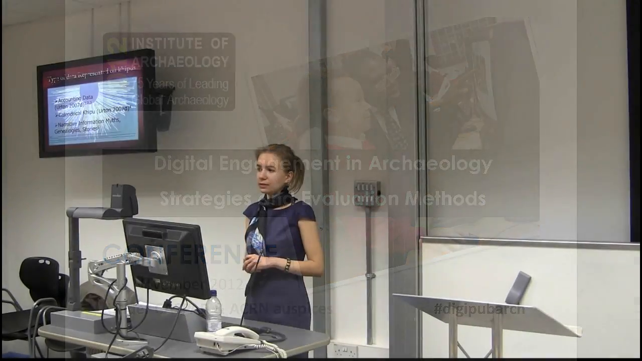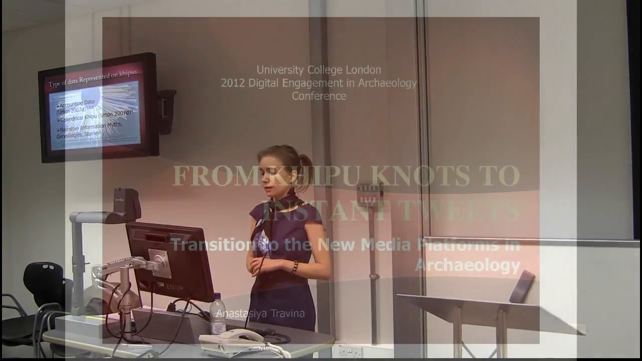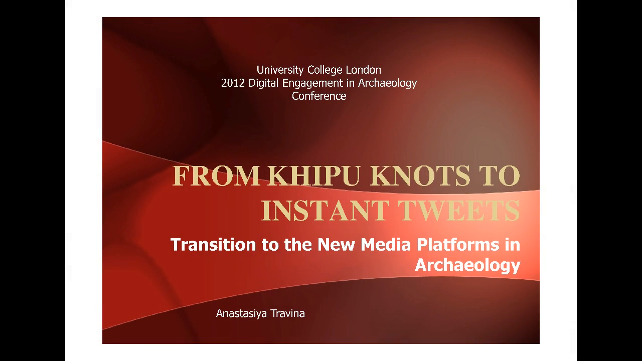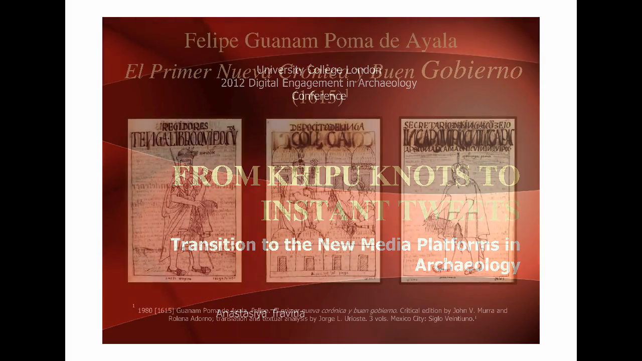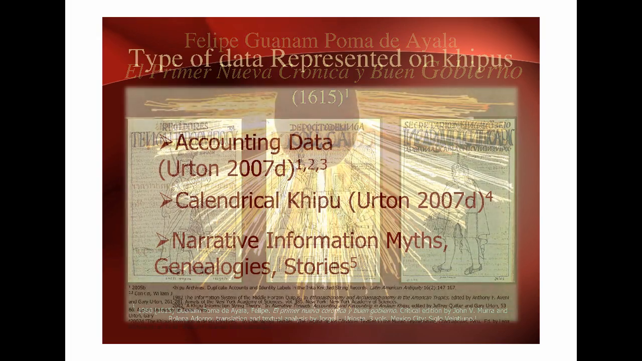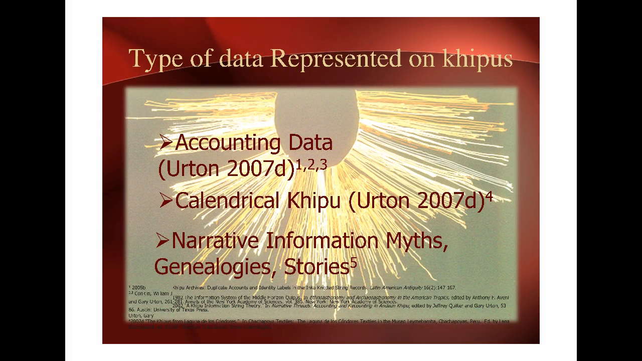So the data that was recorded on those knots in this picture that is in the background is the actual Khipu. It's accounting data. Calendrical Khipu was discovered 5 years ago approximately, and in chronicles oftentimes you see mentions about narratives and myths and religion and genealogy of the Incas. However, we don't know how to read those type of Khipus, unfortunately, but hopefully one day.